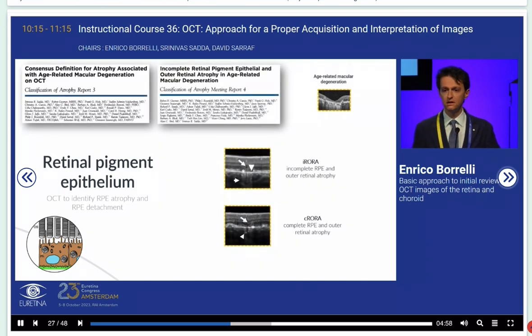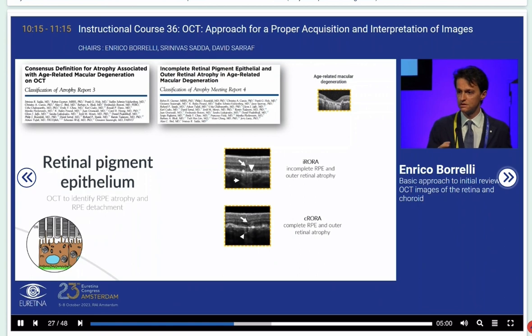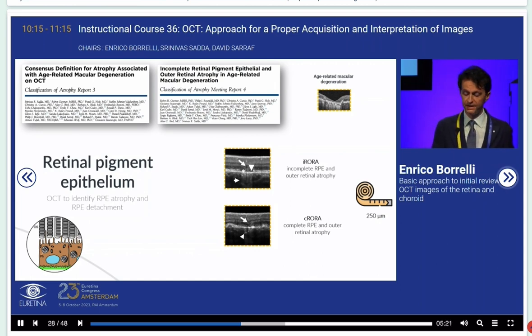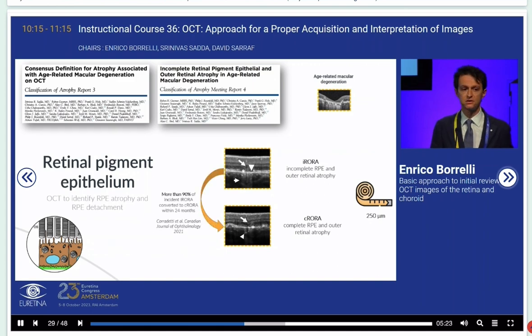AMD is, of course, one of the leading causes associated with RPE atrophy, and in these two studies, there was a clarification about the terminology we should use. There is a difference between iRORA and cRORA. The main difference is the size, but please remember that most cases of iRORA, so of incomplete RPE and outer retinal atrophy, may progress to cRORA within 2 years of follow-up.